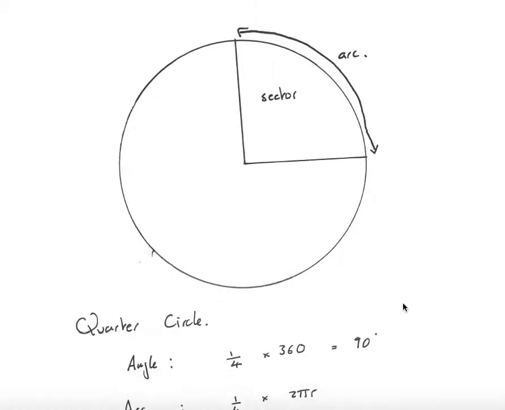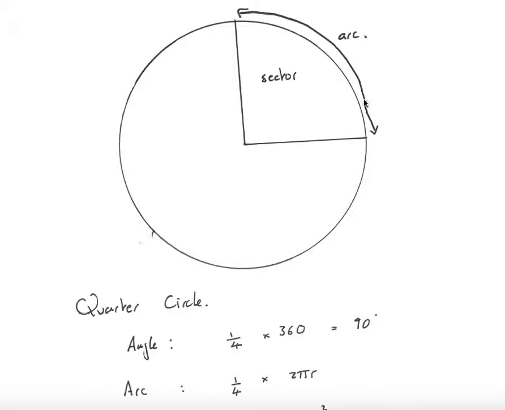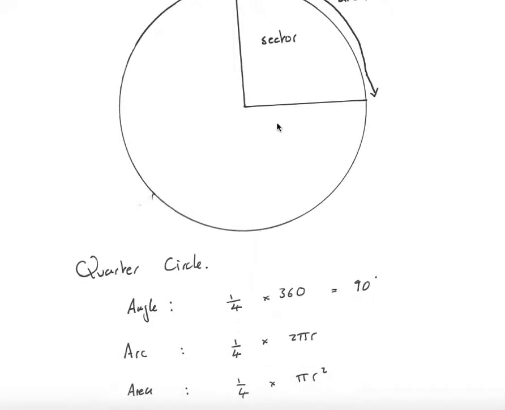If I was dealing with a quarter of a circle, the arc would be a quarter of the circumference. And the area of the sector would be a quarter of the whole circle's area. So regardless of whether I'm dealing with the angle, I've got a quarter of the angle for the whole circle. The arc is a quarter of the circumference for the whole circle. The area is a quarter of the area for the whole circle. It's the same fraction regardless of whether I'm measuring it by angle, arc, or area.